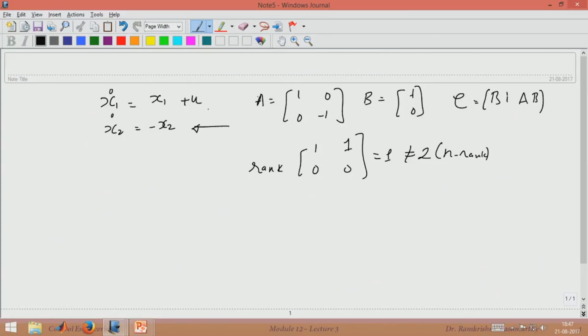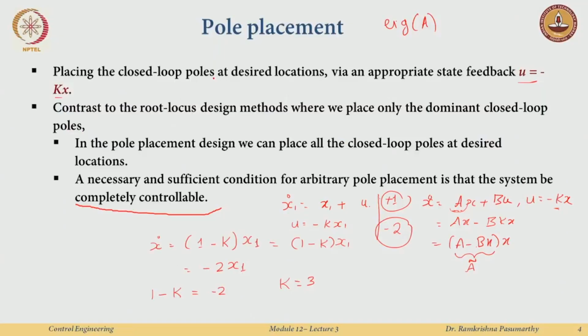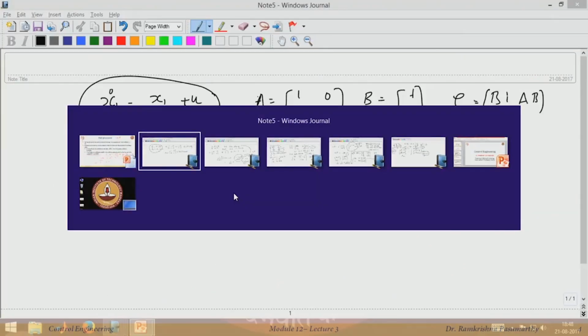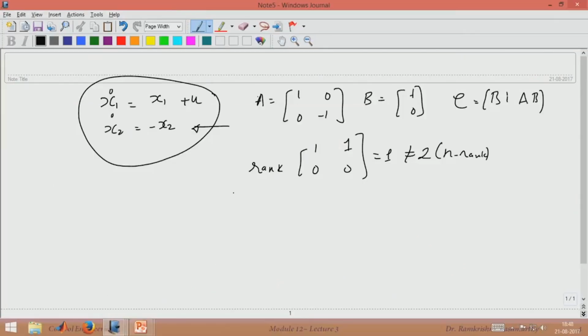Therefore, my claim that for arbitrary pole placement the system should be completely controllable, well, this is one example of that. This is not a big proof anyway. So, just go back to what we said, that a necessary and sufficient condition for arbitrary pole placement is that the system is completely controllable. Okay. So, let us do one last example here.